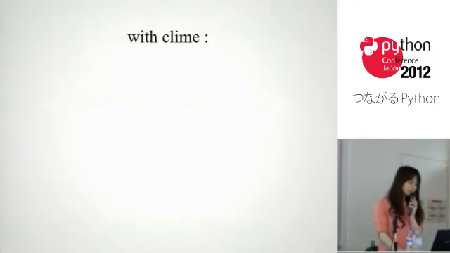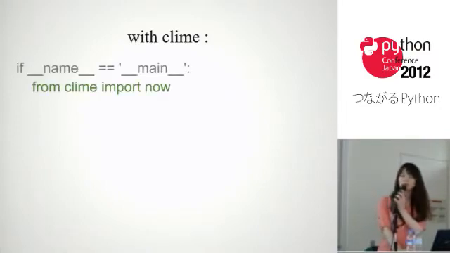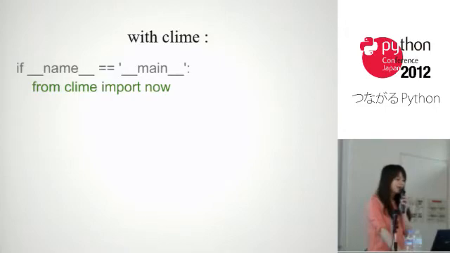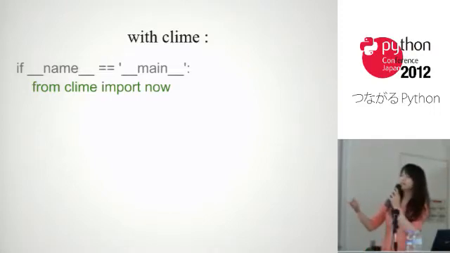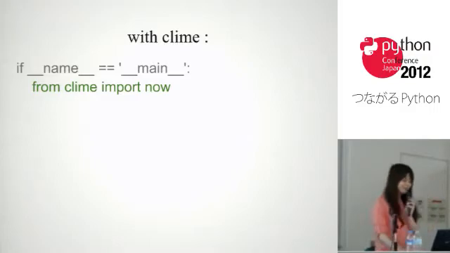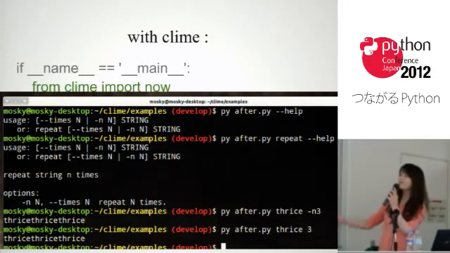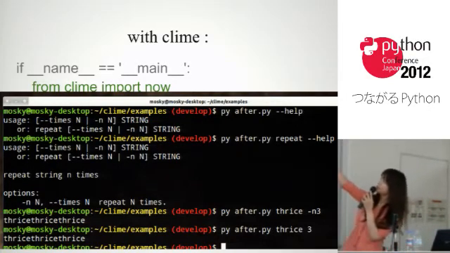Okay, let's move on to Clime. With Clime, just one line: from clime import now. Clime actually is CLI-lite, CLI-lite. So it just means clients made easy. And we have almost the same result. We also have help.